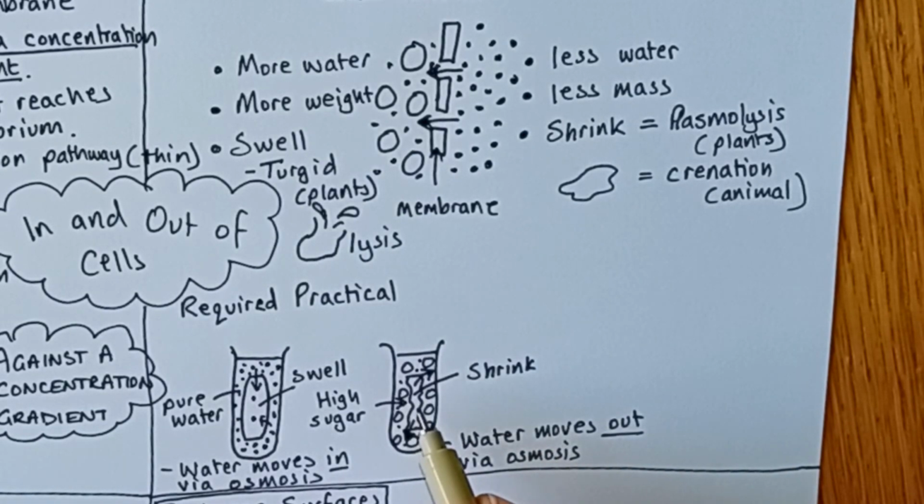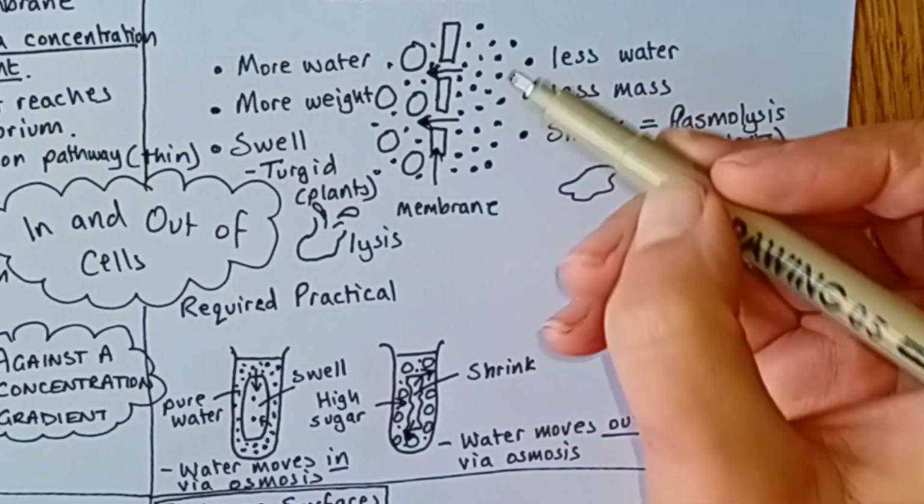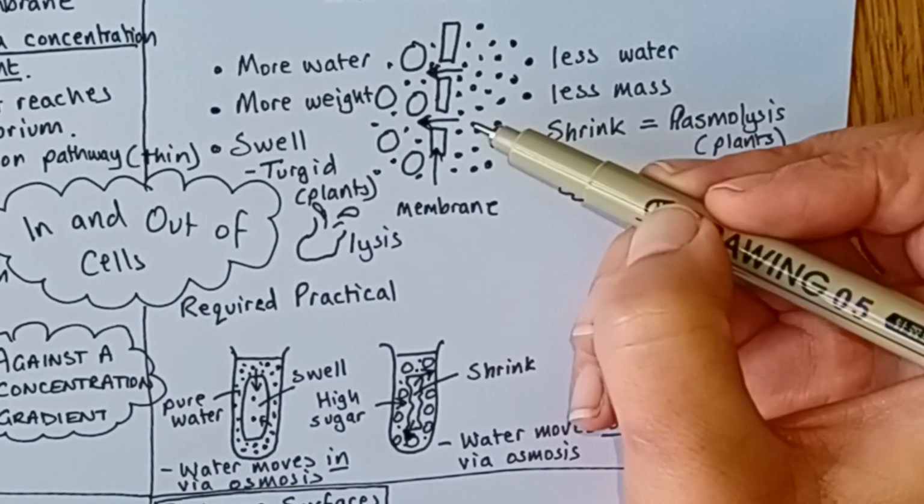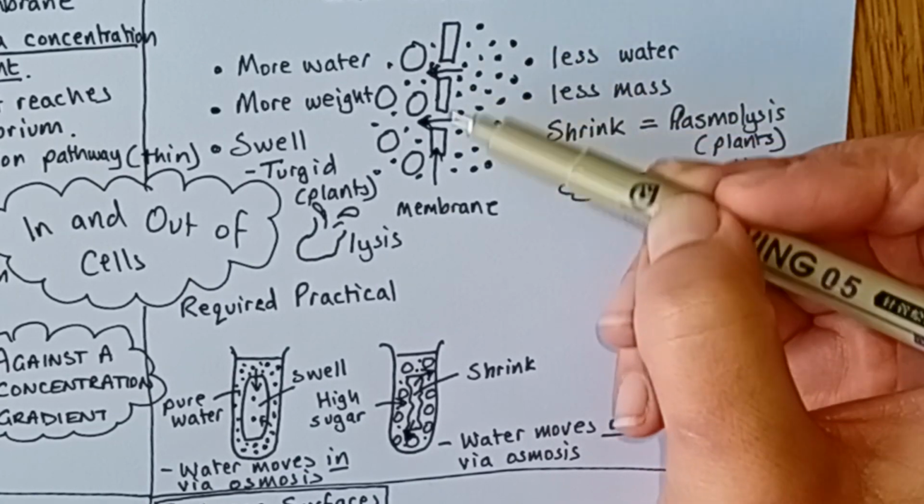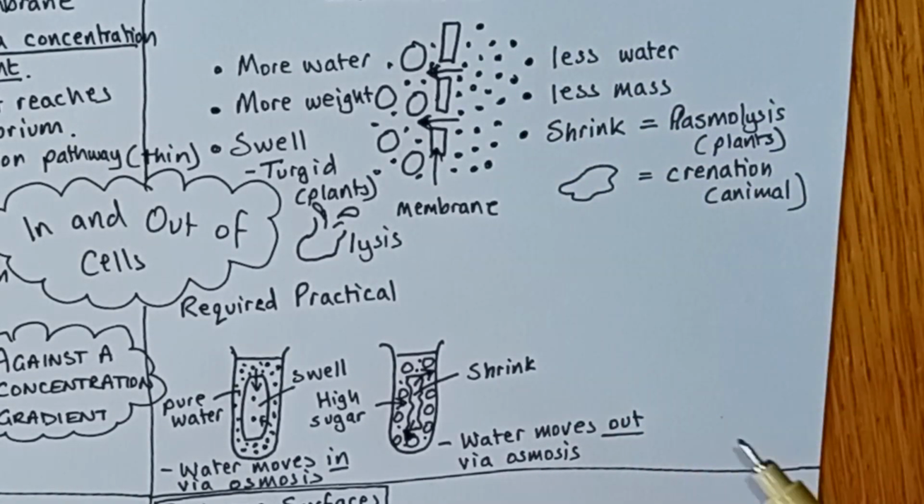And so the potato chip is going to get lighter. Right, this time, we're pretending that this side is the potato chip, and as water moves out, there's less water, and so it will shrivel down. Plasmolysis will happen because it's a plant cell.